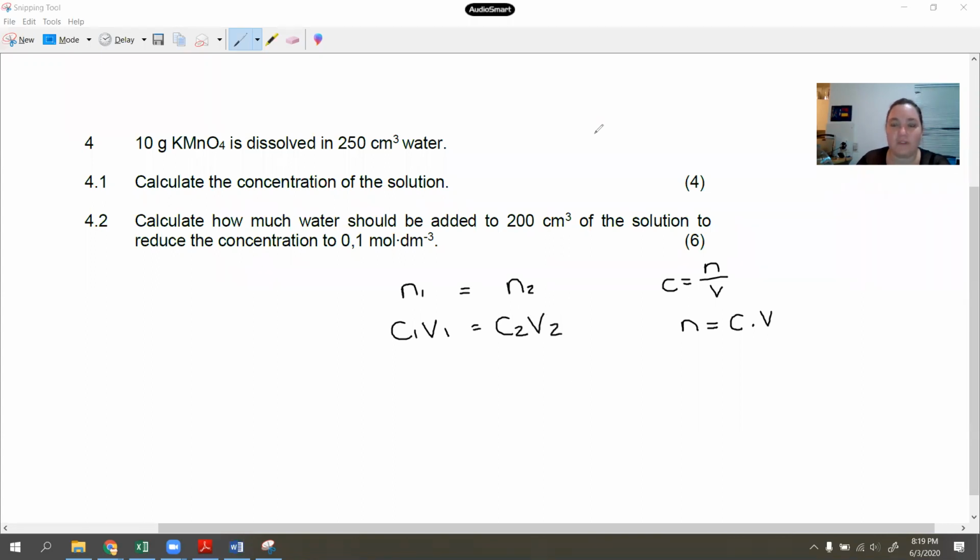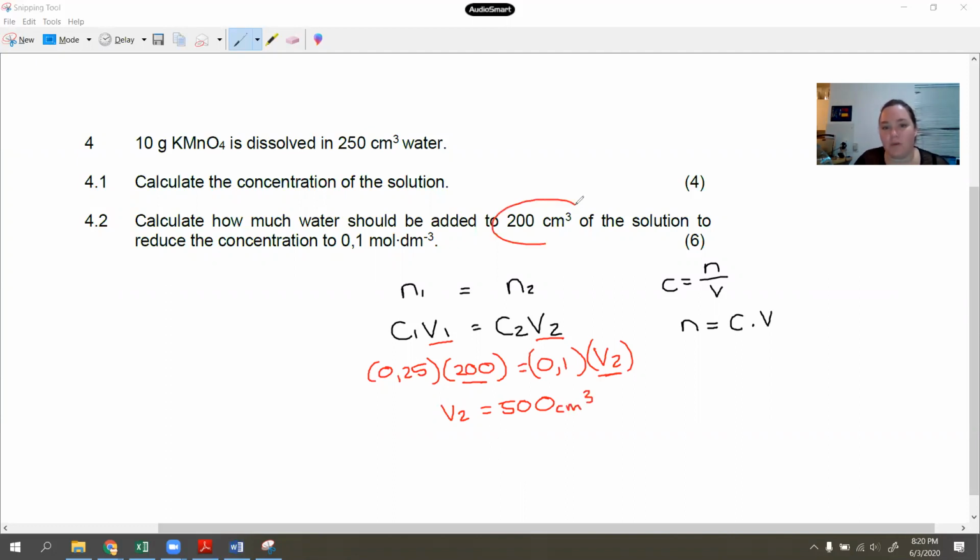I'm only showing you this afterwards because I want you to do the good maths. But here, if this was 0.25 times 200, it will equal 0.1 times V2. That should give you, if I haven't messed up here, that V2 is equal to 500. You don't even have to convert here because it's a ratio. As long as these two volumes are both in the same unit, you're not technically working out the number of moles. So then we could get that this is 500 centimeters cubed. You could say, well, we started with 200, we ended up with 500. Therefore, the volume added is 300.